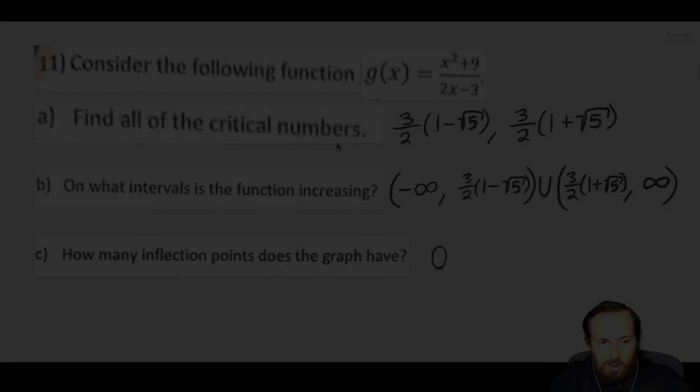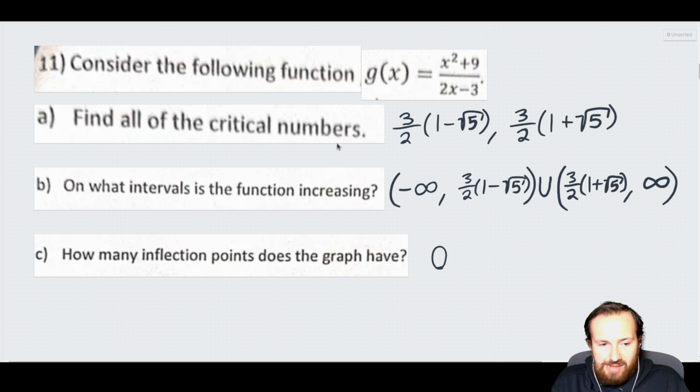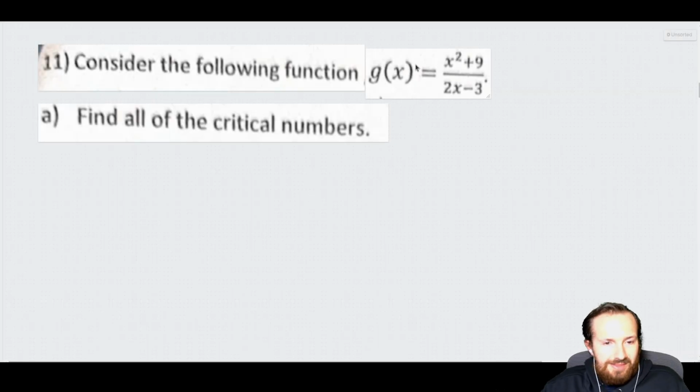Cool. Okay, so here's the answer. If you got this, then feel free to skip this video. Otherwise, let's dive into exactly how we got it. So first off, let's find the critical points for this function. That's what they're asking for, critical numbers or critical points.